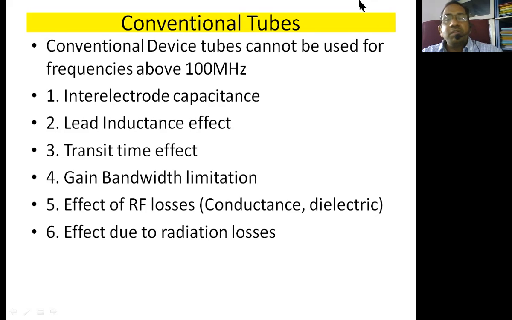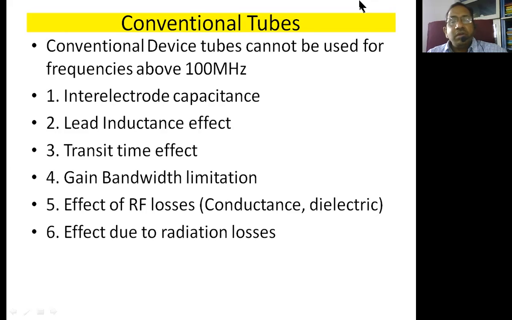And the effect of radio frequency losses is due to dielectric effect and conductance effect. The dielectric is nothing but the medium constant. Every medium has some constant parameters, and these parameters purely depend on the frequency or the type of material used. The effect of dielectric and conductance is predominant, so the RF losses are more at microwave frequencies. And apart from this, due to the inductance effect, some of the signals simply get radiated as losses outside the conventional tube.